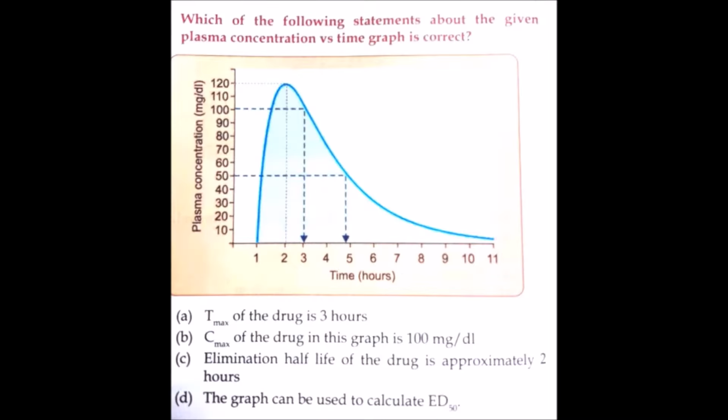And here in this question, at 3 hours, the concentration of the drug was 100 mg per dl, and at 5 hours, it becomes 50 mg per dl. So 5 minus 3 equals 2. So 2 hours is the half-life in this question.